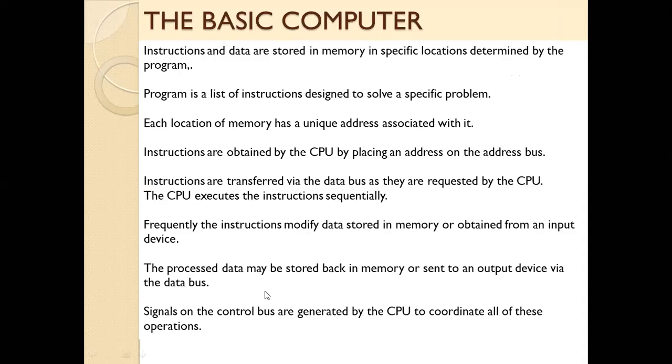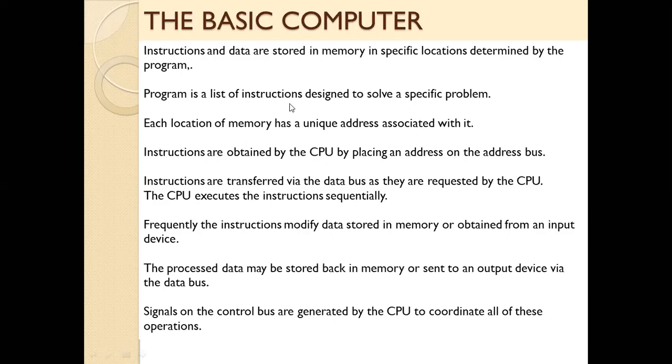The processed data may be stored back in memory or sent to an output device via the data bus. For example, if you want to save it inside the memory, you will save it in the memory, and if you want to send it to any output device, you can send it to the output device. Signals on the control bus are generated by the central processing unit to coordinate all these operations.